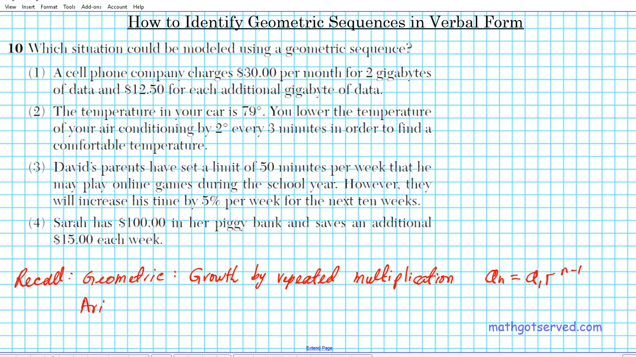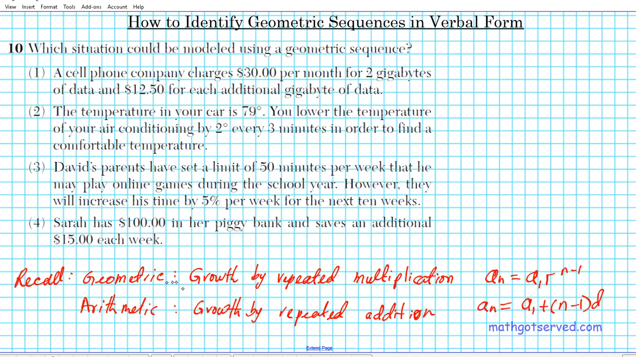For an arithmetic sequence, we're looking at growth by what? By repeated addition. That's the difference. One is multiplicative, the other is additive. For the nth term of an arithmetic sequence, it's the first term plus the number of terms minus 1 multiplied by the common difference.